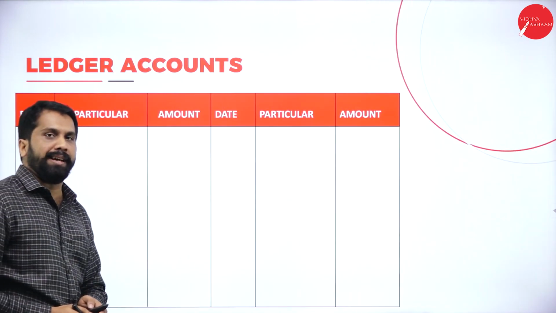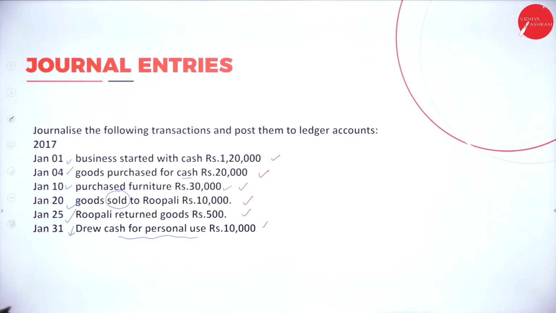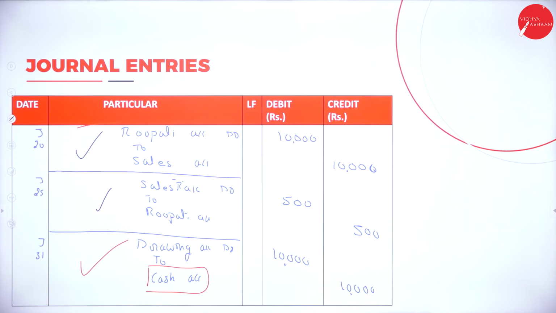I'll show you the slides. If you have not taken a screenshot, you can take it. This will be your question. This will be your journal entry. On the right side, what I have written is the ledger you are supposed to prepare. Out of 8, I have done 6. The balance 2 will be your homework. And these are the second part of your journal entry.